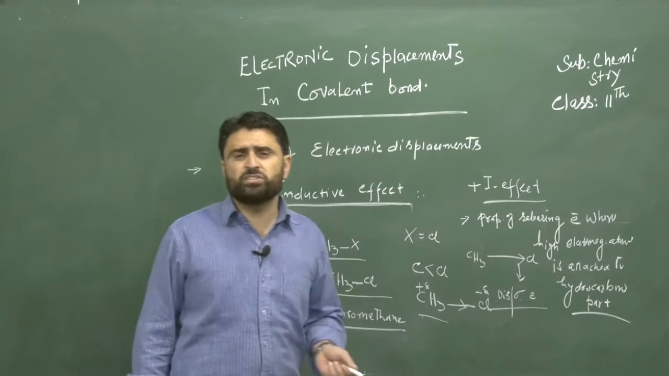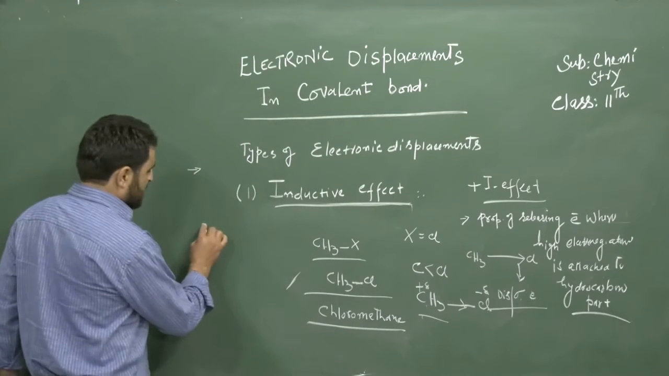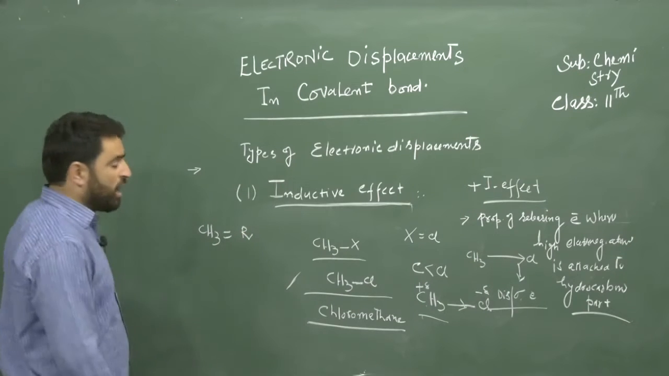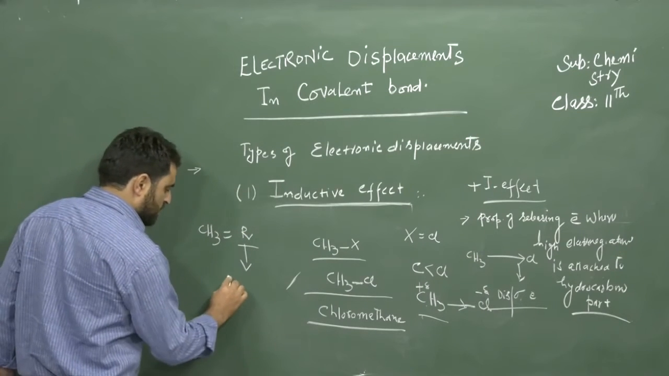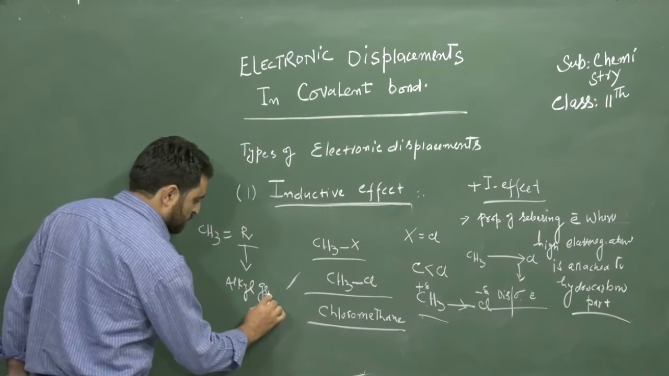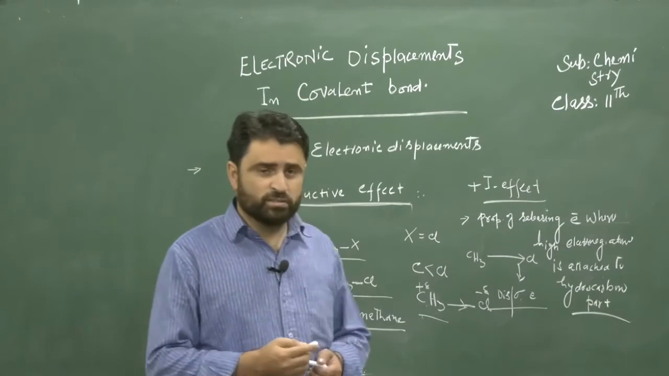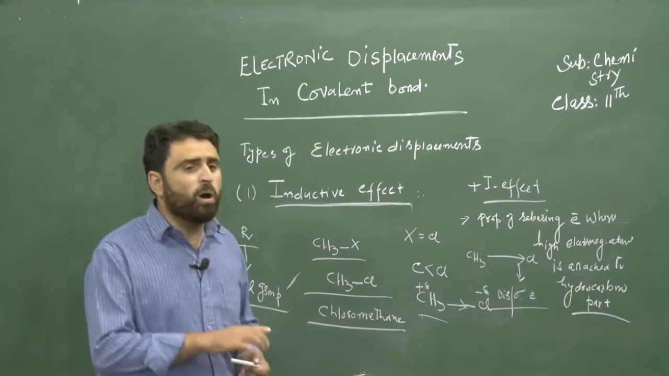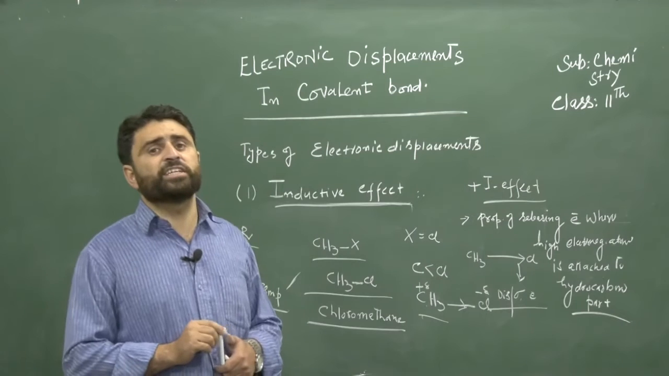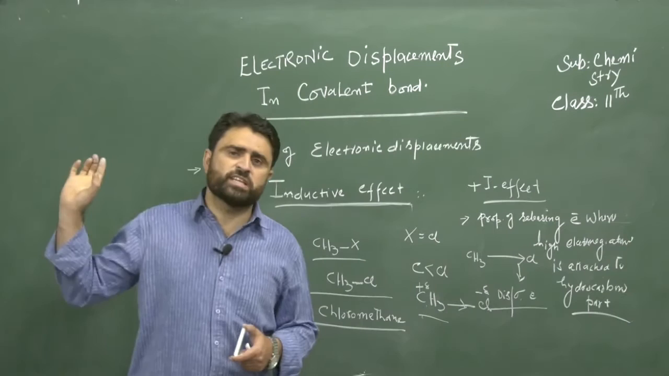CH3 group is also considered an alkyl group. It is represented by R. R here means alkyl group. In general, I will write a statement that all alkyl groups have plus I effect because they have a releasing tendency of electron. They always release electron.